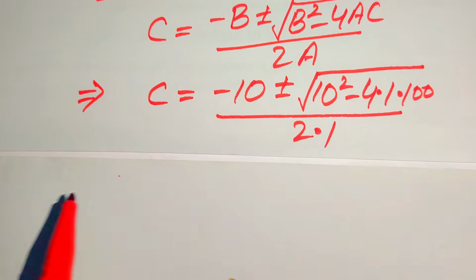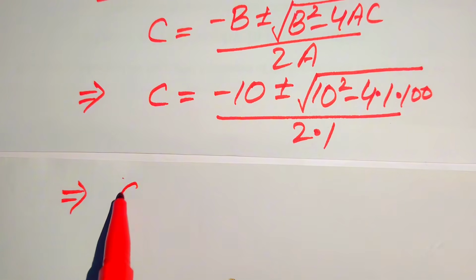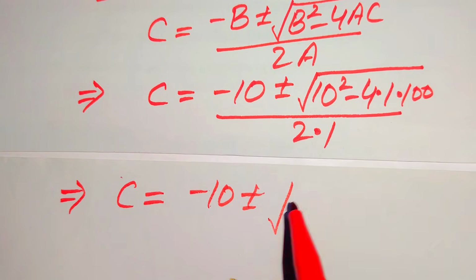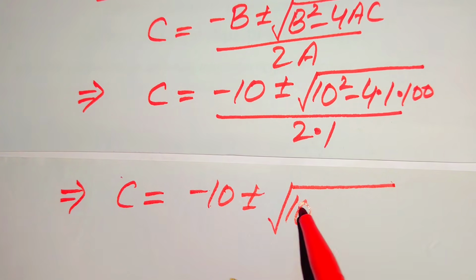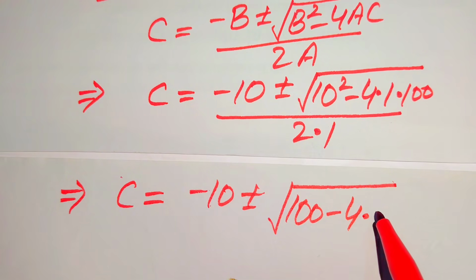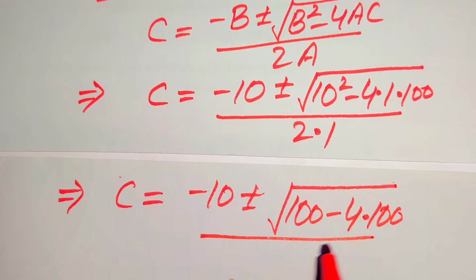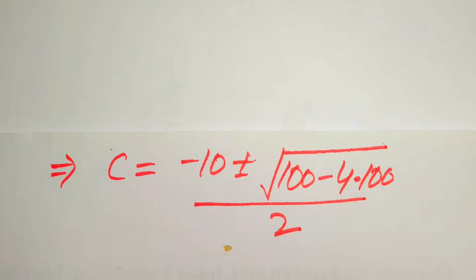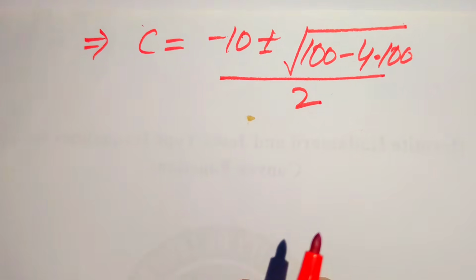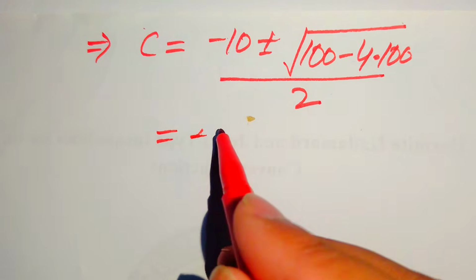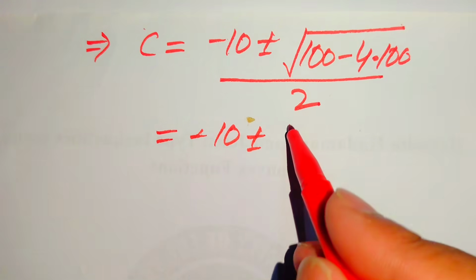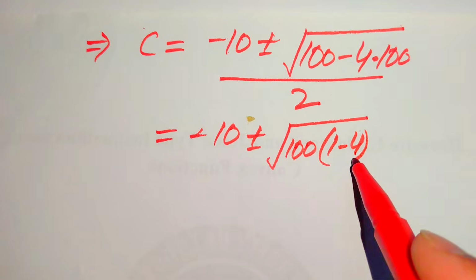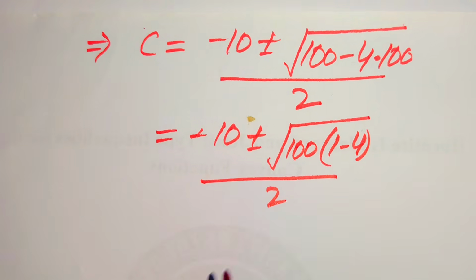And now, further in the next step, we need more simplifications and we get c equals minus 10 plus minus square root of 10 squared, which becomes 100, minus 4 times 100, divided by 2 times 1, which is equal to 2. And further in the next step we need more simplifications here, and we will get minus 10 plus minus, here we take common 100 inside the square root sign and the remaining values are 1 minus 4, and it is divided by 2.